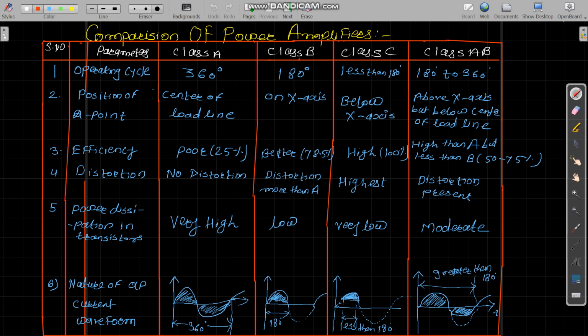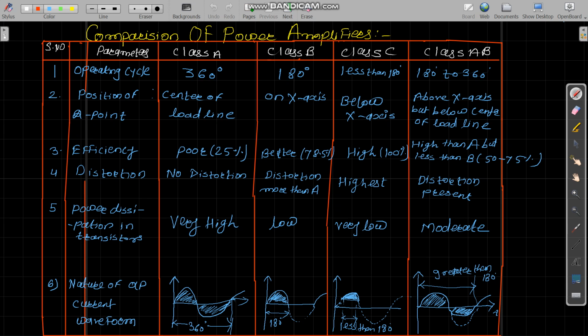We know that there are different types of power amplifiers, but in our curriculum, we only have to study class A, class B, class C and class AB. Now, what are the different parameters we are going to use to classify these types of power amplifiers? The first parameter is the position of your DC load, the position of your operating point, how much the efficiency is, what the percentage of distortion is, how much the power dissipation of the transistor is, what kind of output waveforms I'll be getting, and what the operating cycle is. So now let us see one by one.